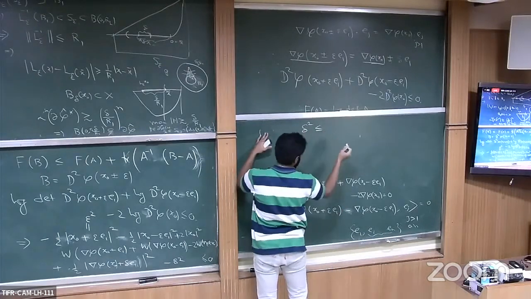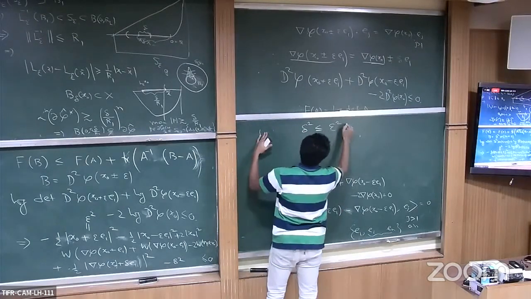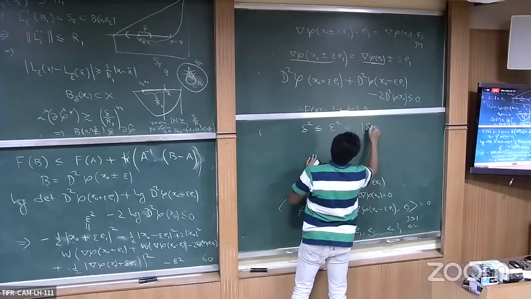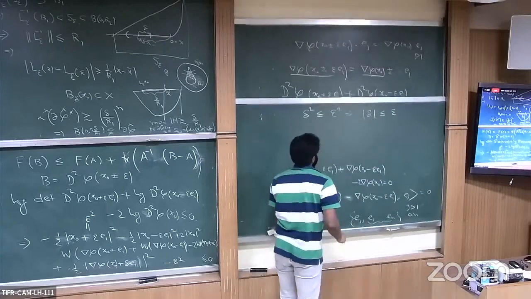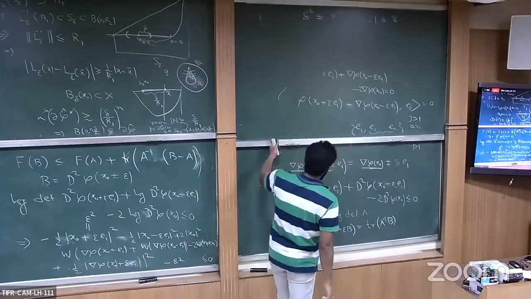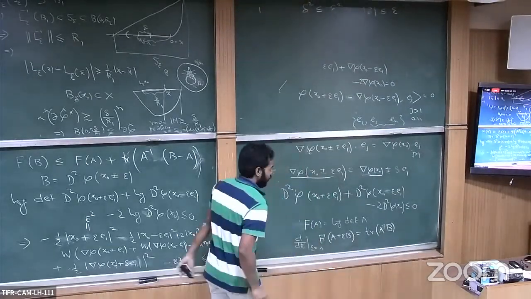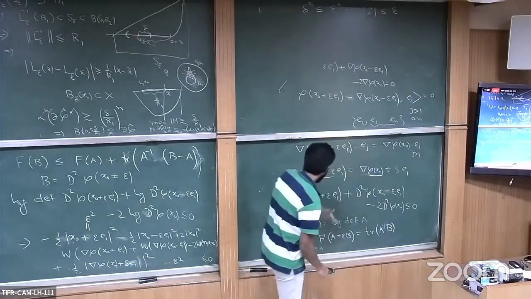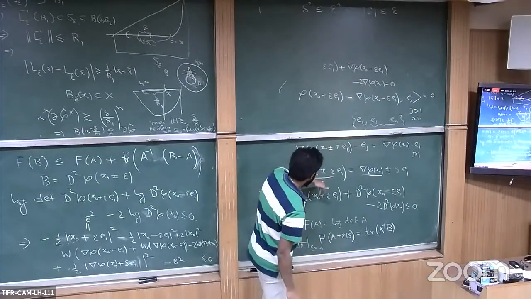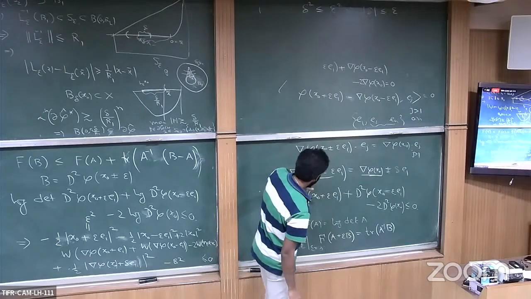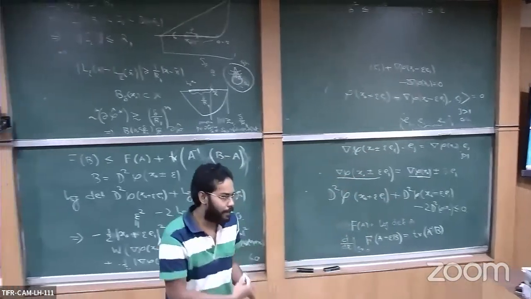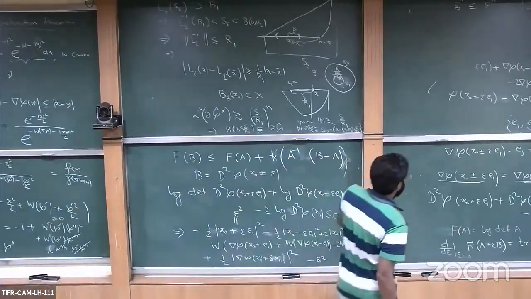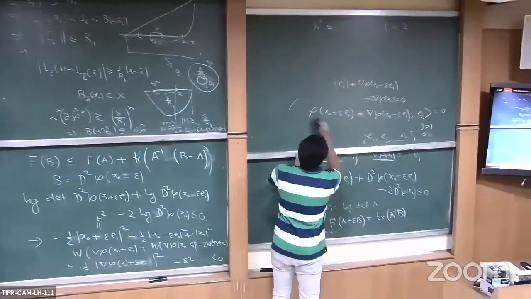So basically what you get is that delta squared is less than or equal to epsilon squared, and this implies the modulus of delta is less than or equal to epsilon. And what is delta? Delta is precisely the difference between the gradients. Okay? Now you use the convexity, and you will see that.